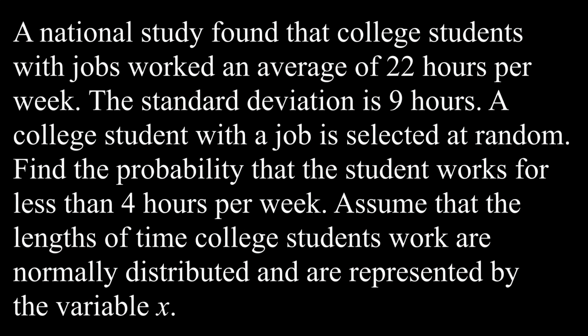So for our first example, we have that a national study found that college students with jobs worked an average of 22 hours per week. Seems like a lot to me. The standard deviation there is 9 hours. A college student with a job is selected at random, and we want to find the probability that the student works less than 4 hours per week, assuming that the lengths of time spent working are normally distributed, with random variable x to represent them.